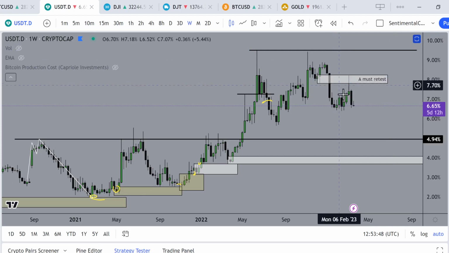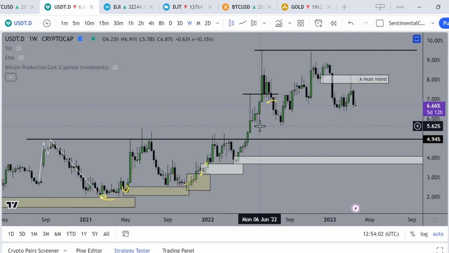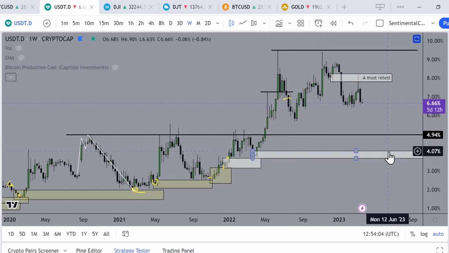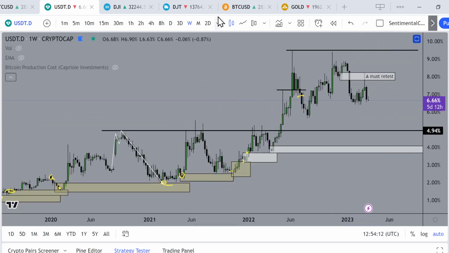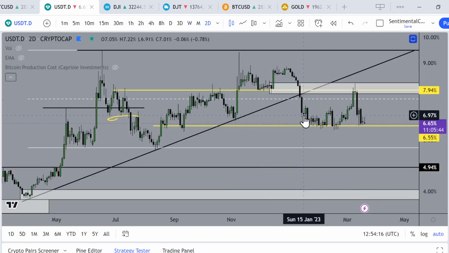If it turned out to be a liquidity grab, just like this one, right? But until then, this is what we still have. So now we'll be waiting, we'll be holding until we test this block and then we sell off. But let's go to a lower time frame. For example, let's go to 2 days quickly.